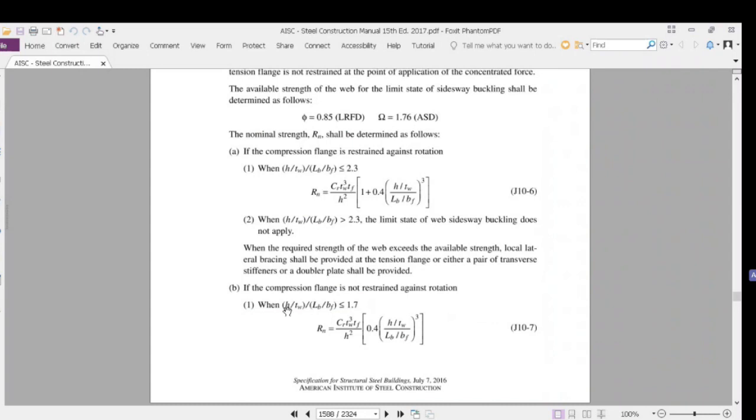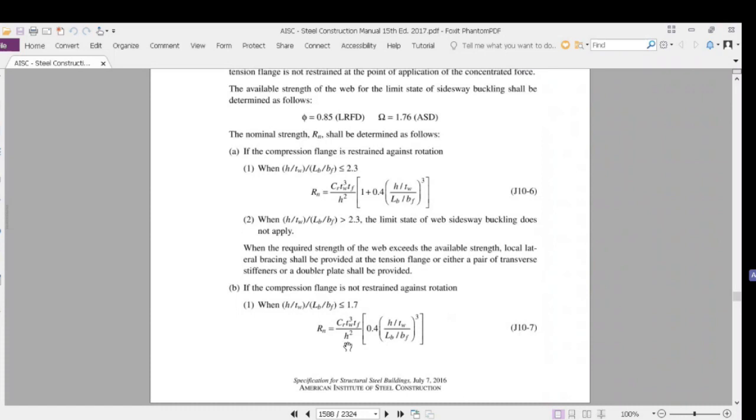The code says that if the compression flange is not restrained against rotation and the ratio of the web depth by thickness of web to the unrestrained buckling length by the width of the flange is less than or equal to 1.7, then we can use the expression J10-7.